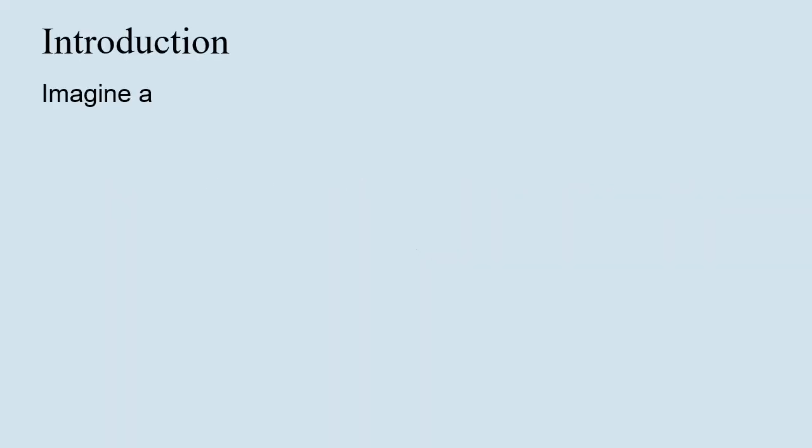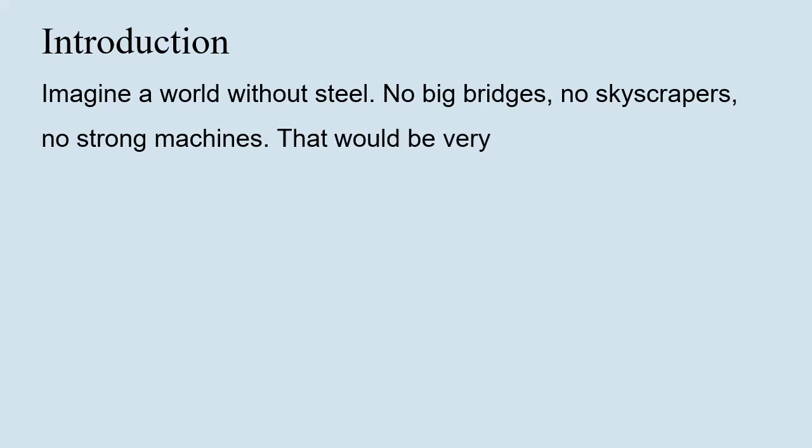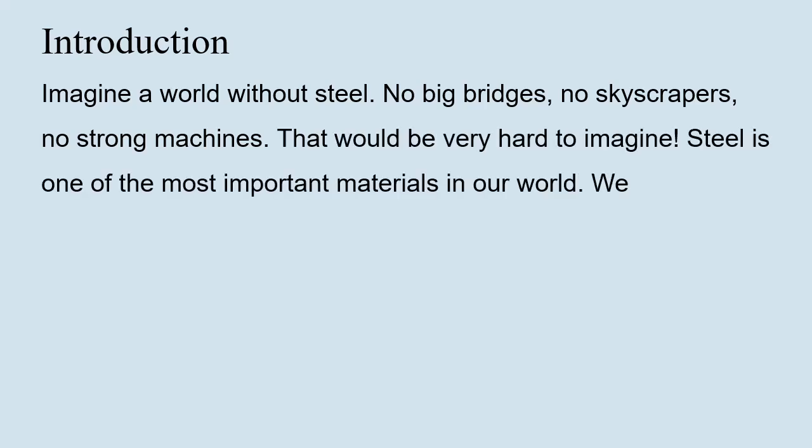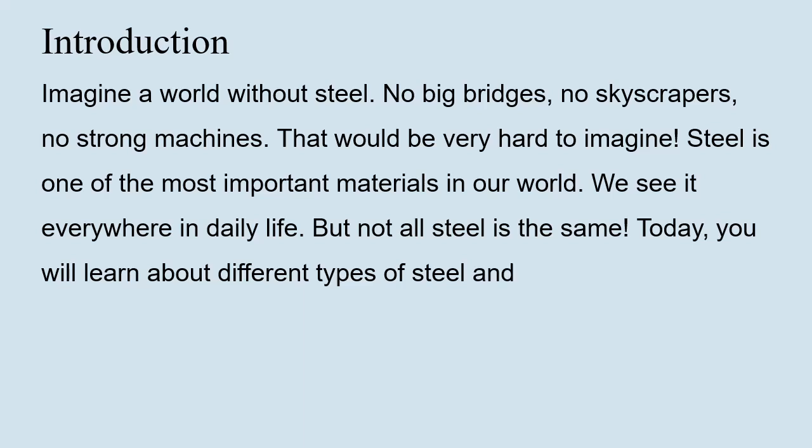Introduction. Imagine a world without steel. No big bridges, no skyscrapers, no strong machines. That would be very hard to imagine. Steel is one of the most important materials in our world. We see it everywhere in daily life. But not all steel is the same. Today you will learn about different types of steel and why we need clear rules for its properties.